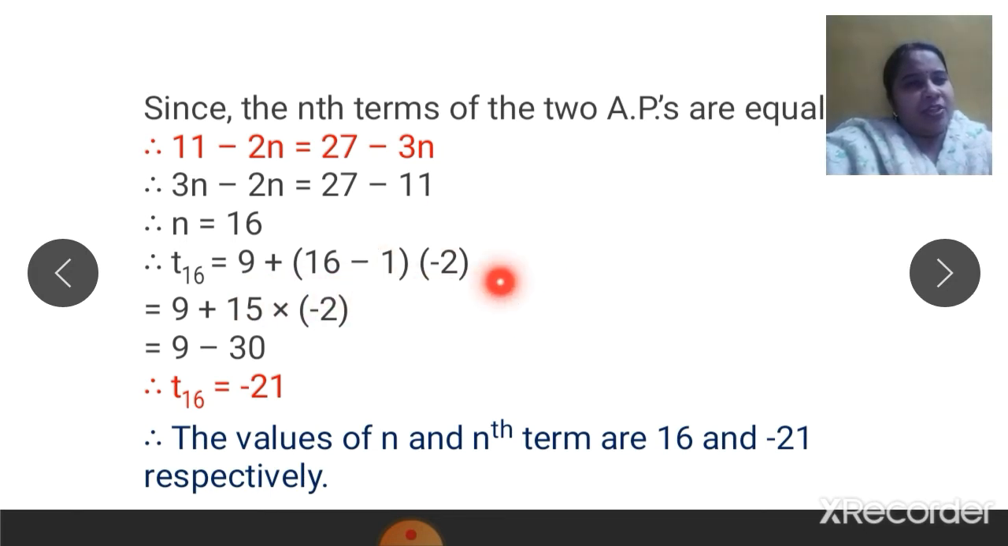Right? Now this minus 2 can be taken from any one of the progressions. There are two progressions in this. In one the difference is minus 2 and in the other the difference is minus 3. So any one you can take and you can find out. Both ways you are going to get the same answer. So 9 plus 15 into minus 2. 15 into minus 2 is nothing but minus 30. So 9 minus 30. So the 16th term is minus 21.